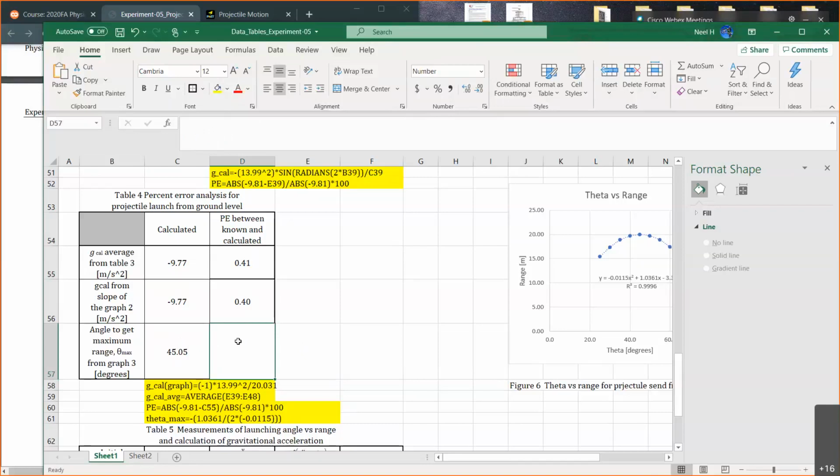All right, so we'll do the percentage error equals ABS parentheses 45 minus calculated D, which is 45.05, divided by the expected value 45, multiplied by 100. So we are very close, okay? Question.